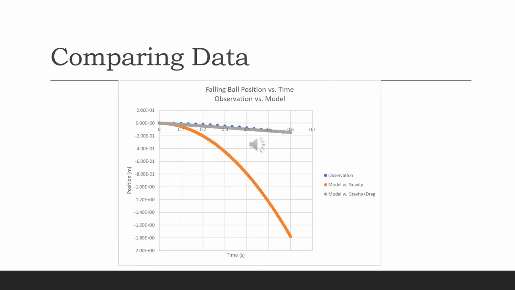As you can see, there's a huge difference between our lines, except the observational model and the model that includes gravity and drag force are very similar, which means that the analysis done in Tracker was successful. Now, the model with only gravity is very different from the others because this does not apply a realistic situation in which the air force is included, and also because our net force is not equal to zero.